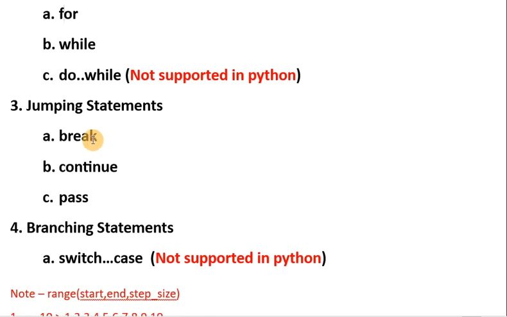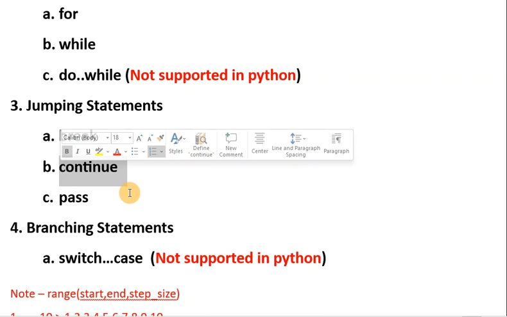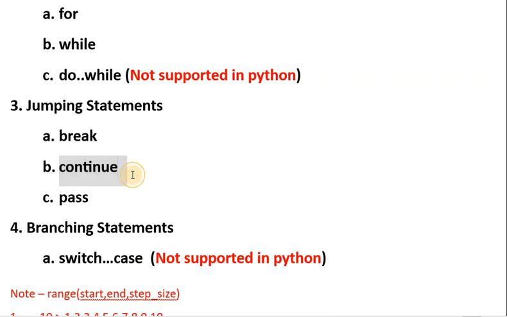Now come to the point: break, continue and pass. The break statement is used to terminate the loop after reaching a particular condition. You can say it brings the control outside the loop. The continue statement is used for a similar purpose, but there is one difference. After using break, control goes outside the loop, but with continue, the loop starts again from the beginning. So that is the difference between break and continue, and pass. Let me show you an example of break and continue.